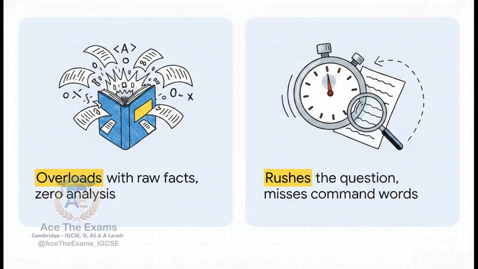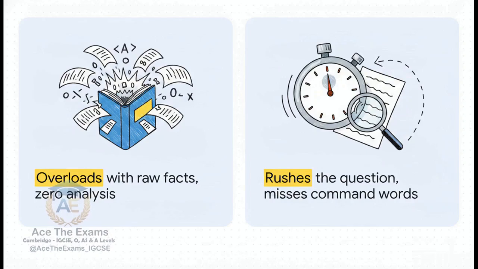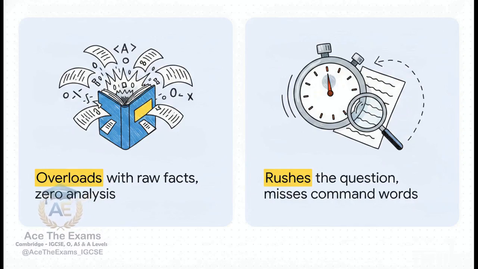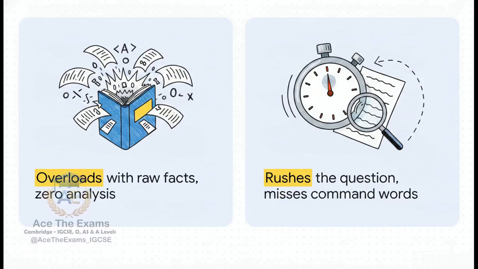Over on the left, we've got Alex. Alex is a hard worker. Alex has spent literally hours memorizing the textbook word for word. So when Alex sees the word XOR on the exam, he panics, but in a good way, and just overloads the page with raw facts. He writes down the history of logic gates, every single symbol he can possibly think of, but he provides zero actual analysis of the specific circuit diagram sitting right there in the question. The result? 0 marks for application.